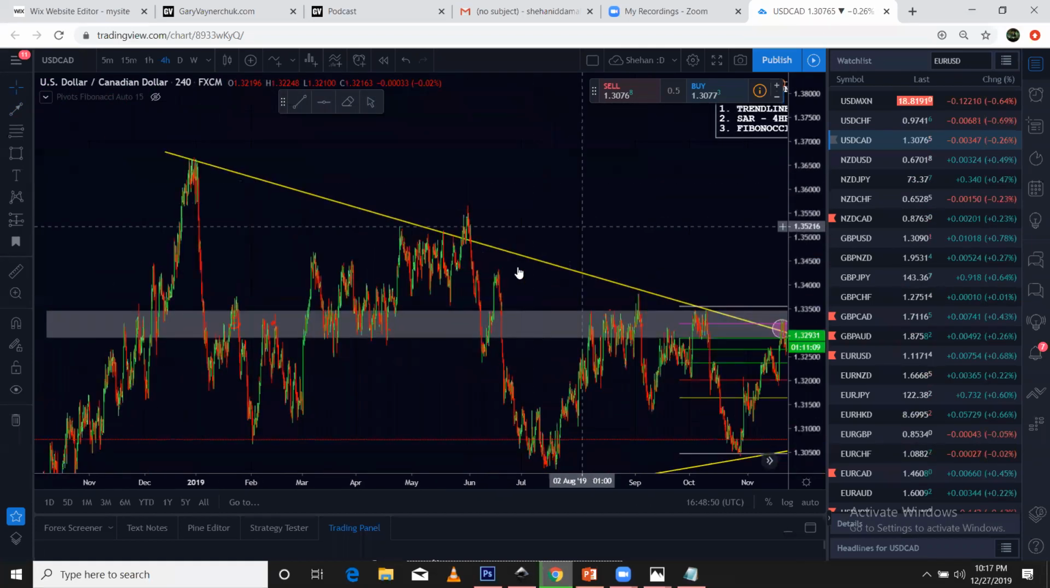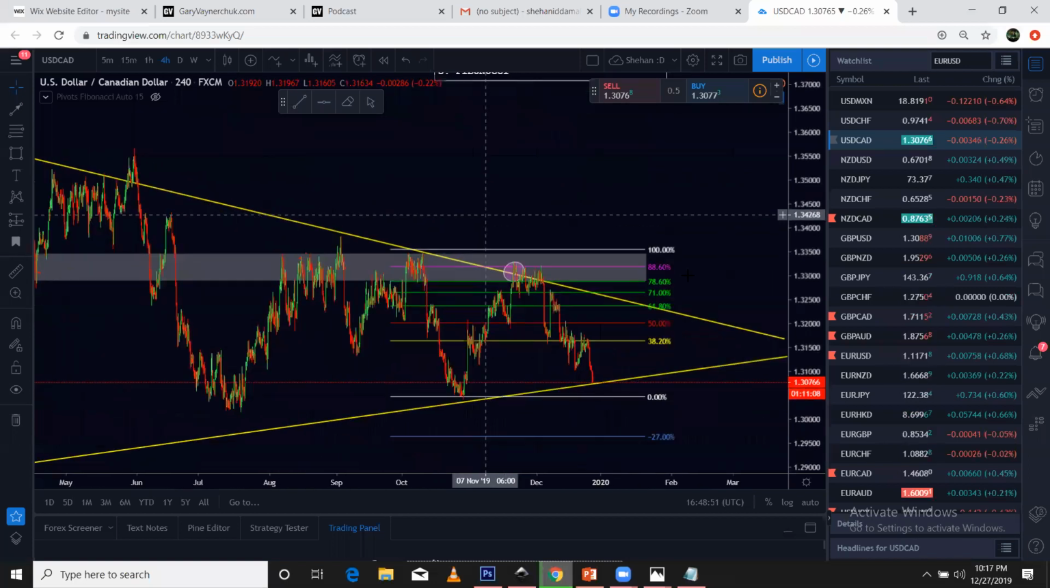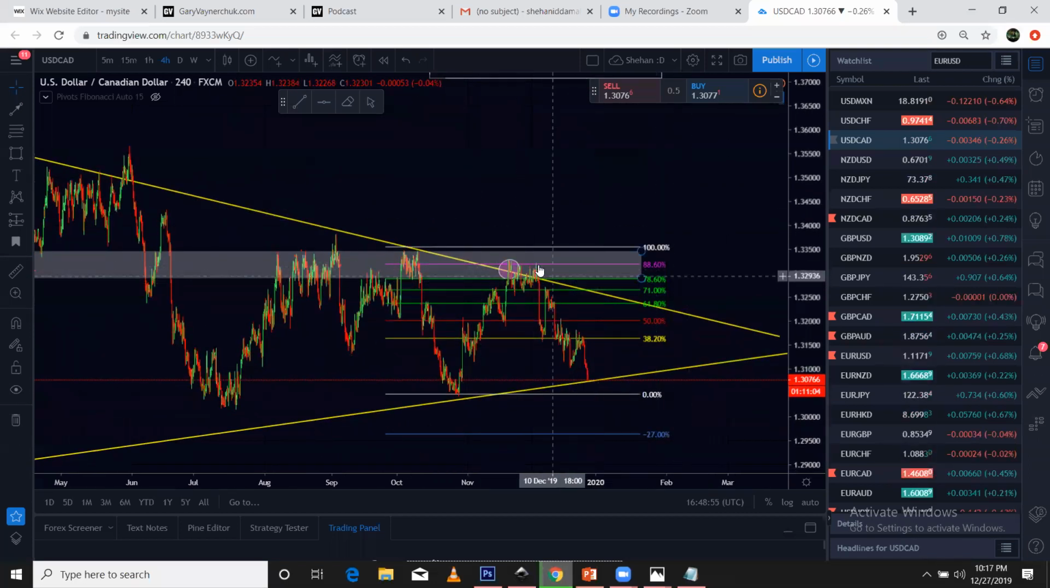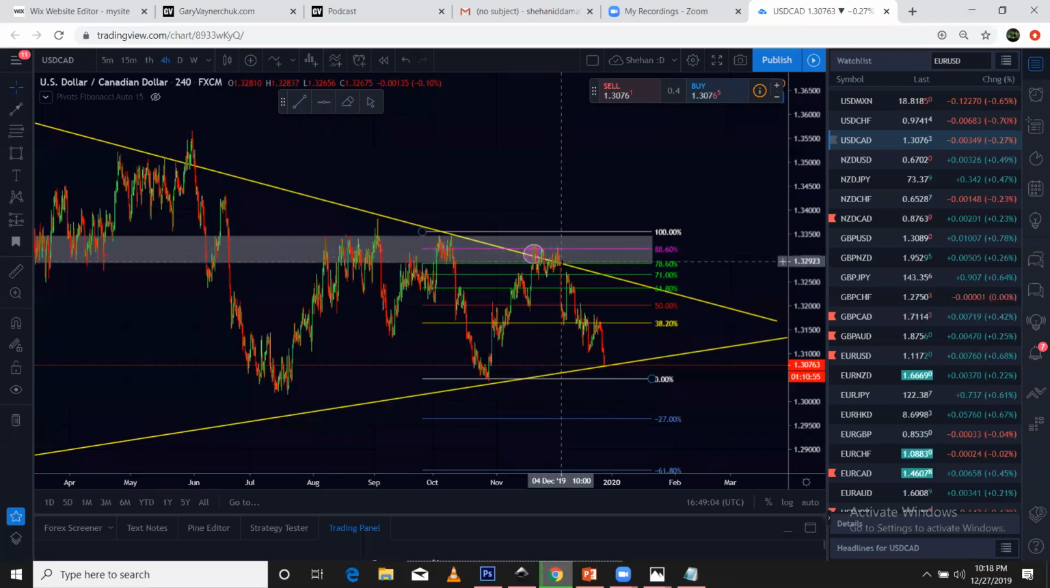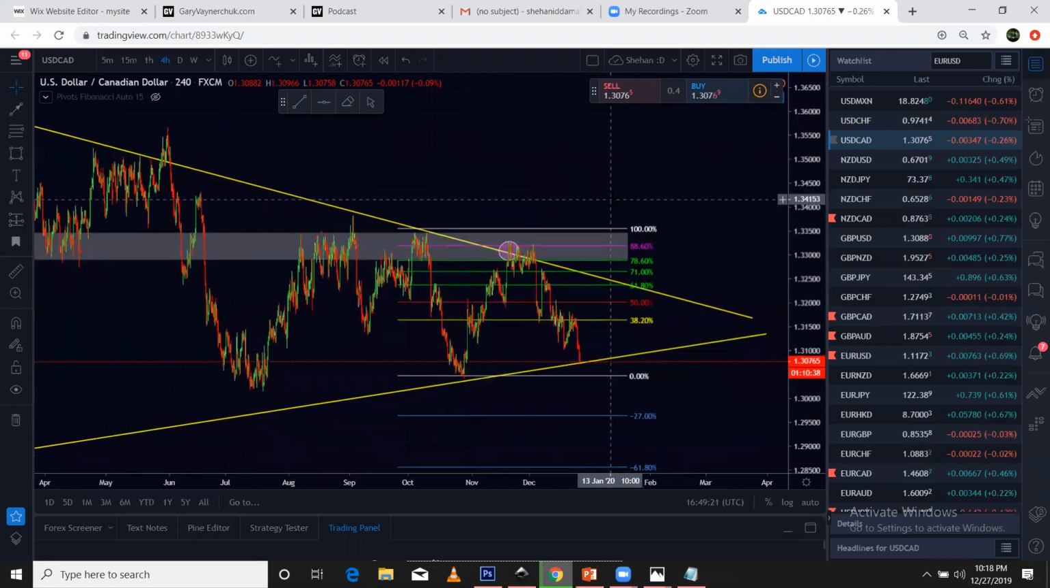Now see what happened. The market came up to 88.6. You can see here the last week as well. The market came to 88.6, as I said earlier, and the market started moving down. So the market got rejected. The market retraced exactly at 88.6, and now it starts moving down. So as I said earlier, this is a good place for you to enter a trade.